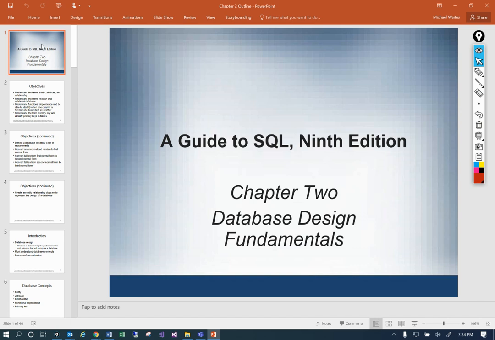Welcome to Chapter 2. In this chapter, we're going to talk about database design fundamentals. A little bit of a side note here. This chapter tends to be the most complicated chapter for students. In fact, this week is just a tough week in this class.